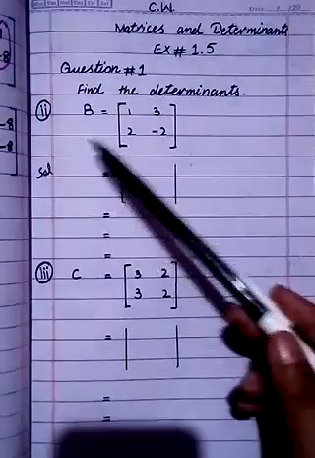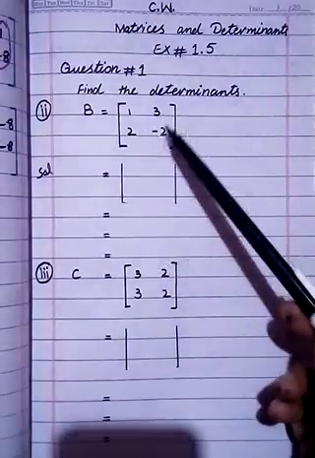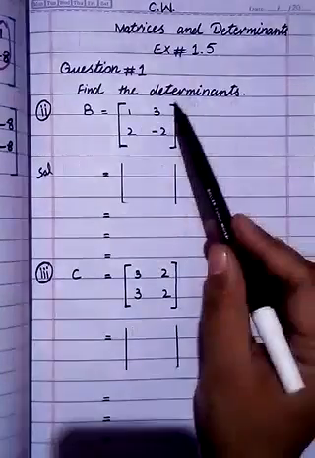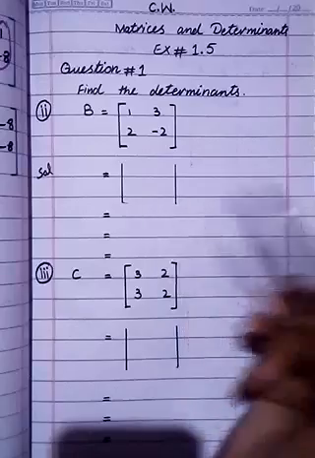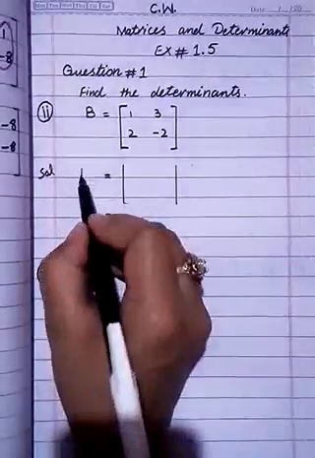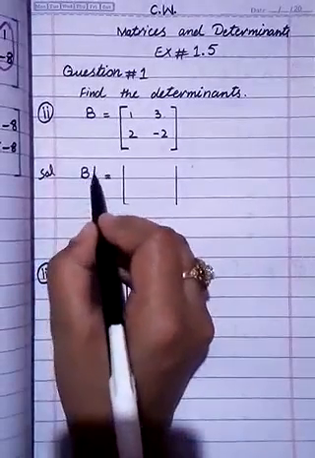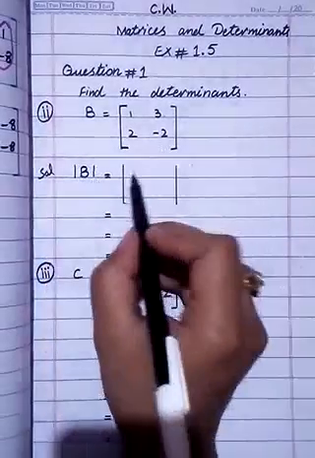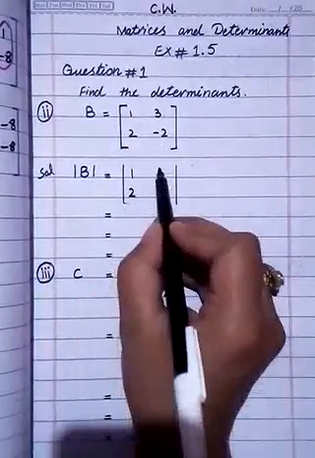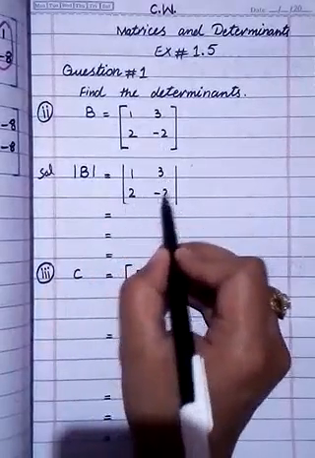Question number 1, part number 2, B equals 1, 2, 3, minus 2. This is the symbol of a matrix, square brackets. Now, when you find determinants, you have to use the determinant sign, two straight lines. Its other name is mod. So, you also write this matrix in mod form: 1, 2, 3, minus 2 in mod.